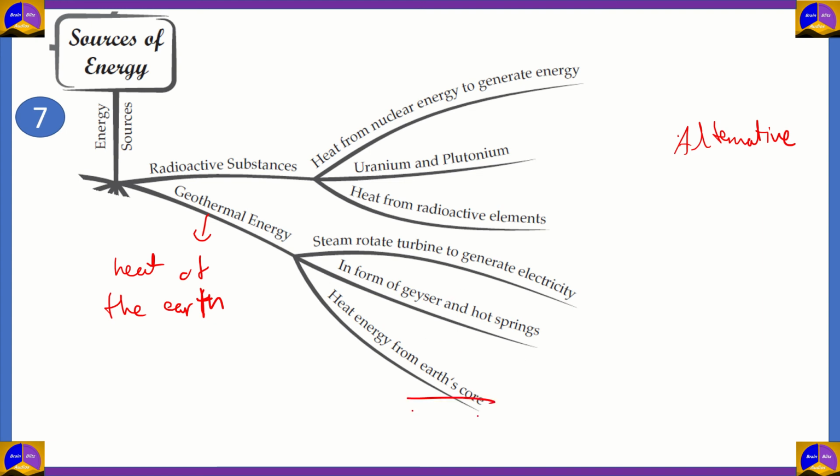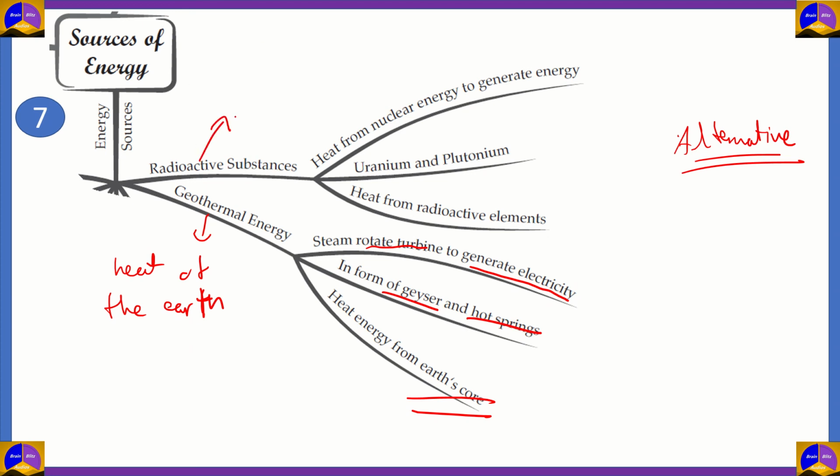It's heat energy from the Earth's core, and it rolls out in the form of geysers as well as hot springs. So geothermal energy can also be used to power houses as well as other machines, due to the fact that we can use the steam to rotate turbines, and we use electromagnetic induction in order to generate electricity from it. And also the heat by itself can be used to warm ourselves. So therefore, the heat of the earth is also a very good source of energy. It's alternative, and it does not pollute the earth as much as fossil fuels do.